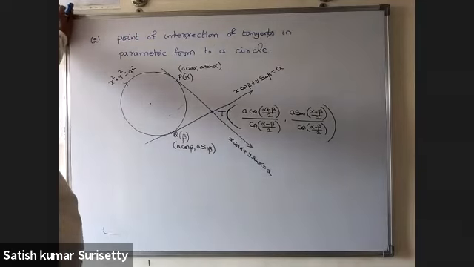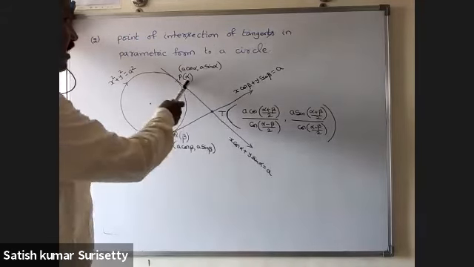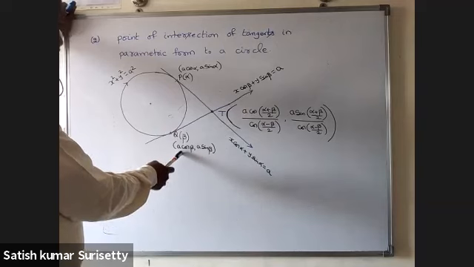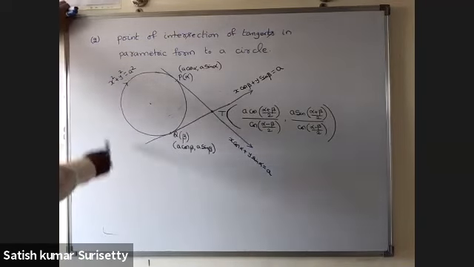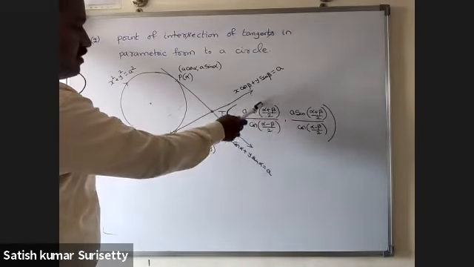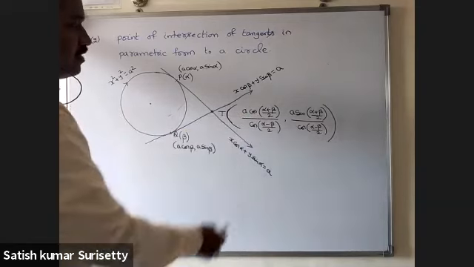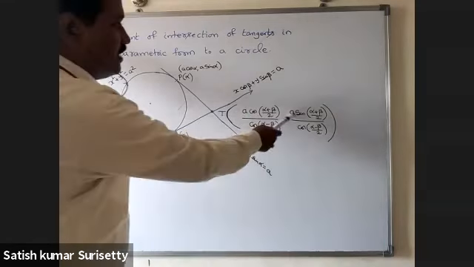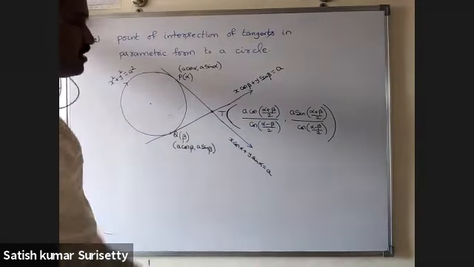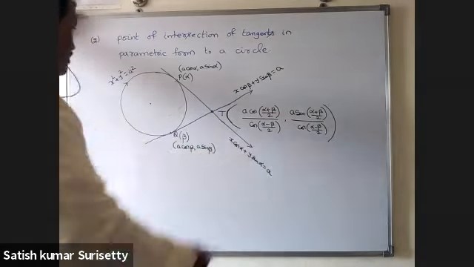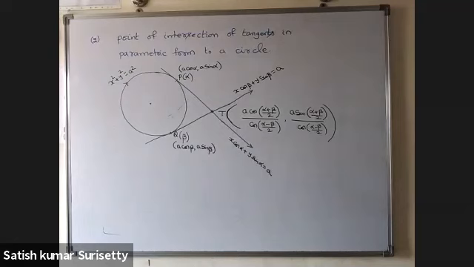So the point of intersection of the tangents at alpha and beta with respect to the circle x square plus y square equal to a square is (a cos of (alpha plus beta)/2 upon cos of (alpha minus beta)/2, a sin of (alpha plus beta)/2 upon cos of (alpha minus beta)/2). So try to remember the formula.